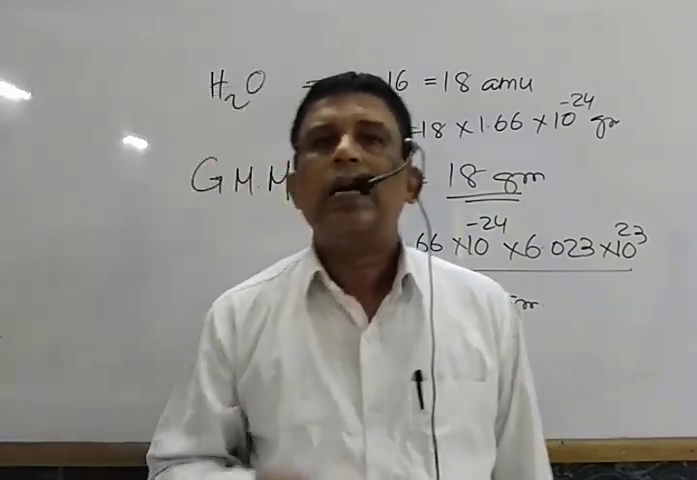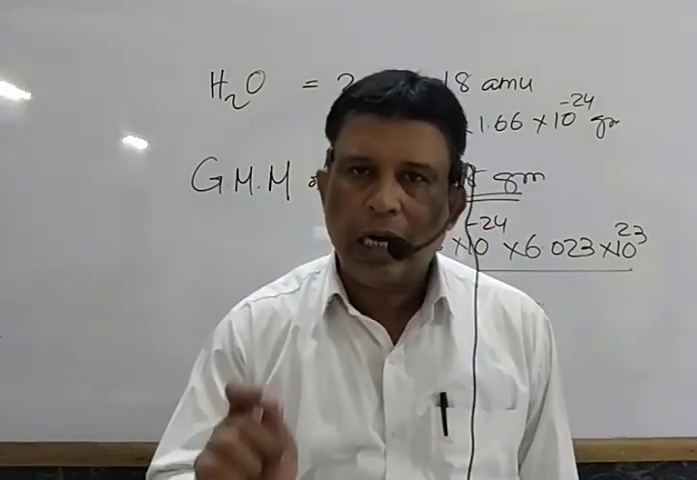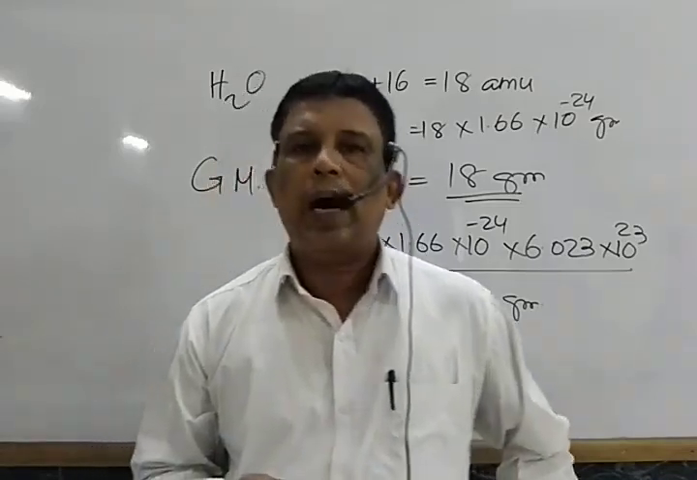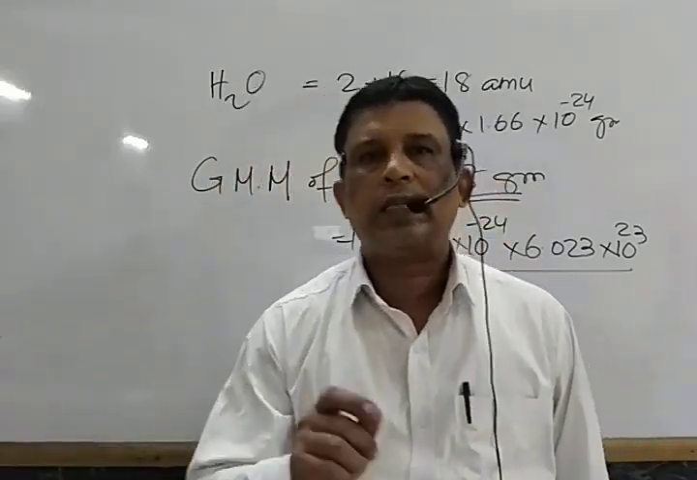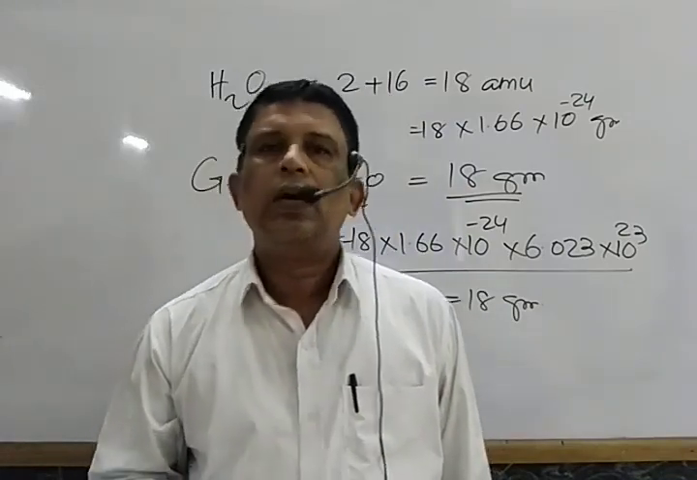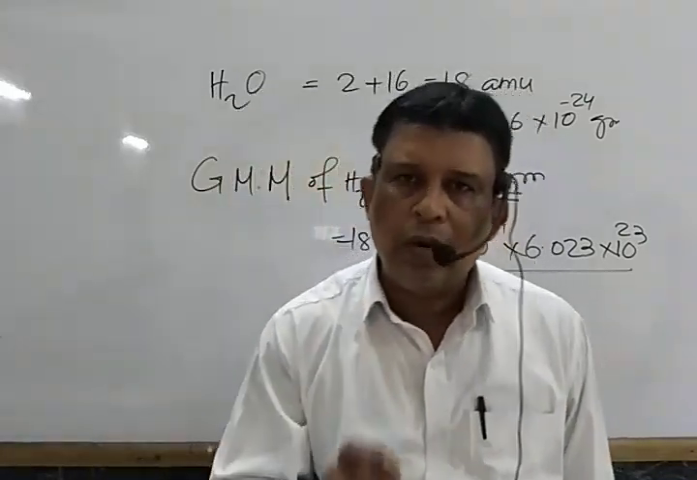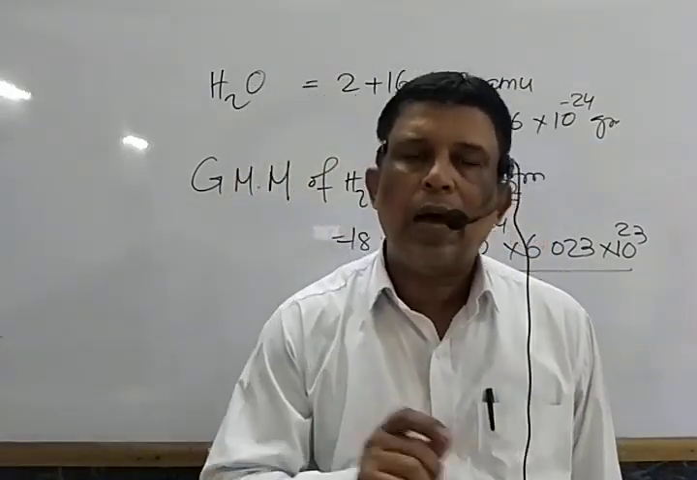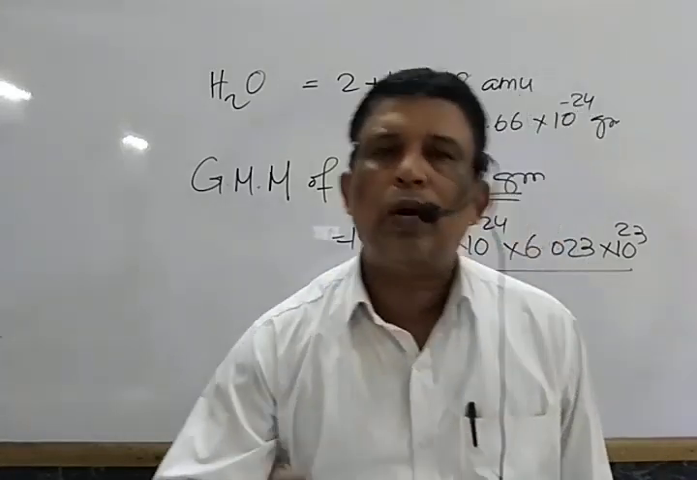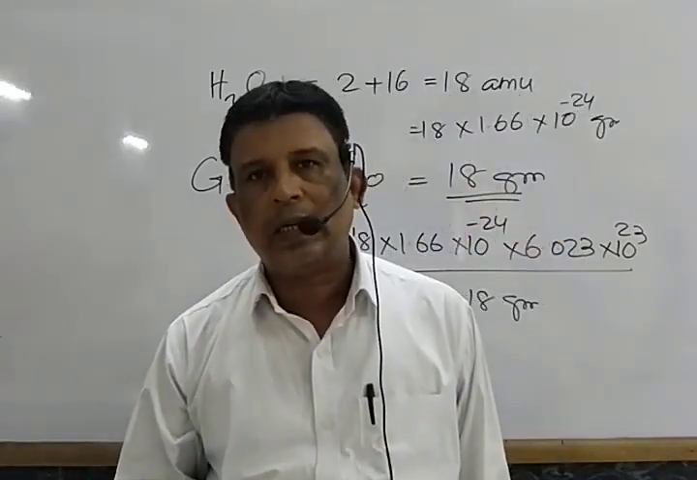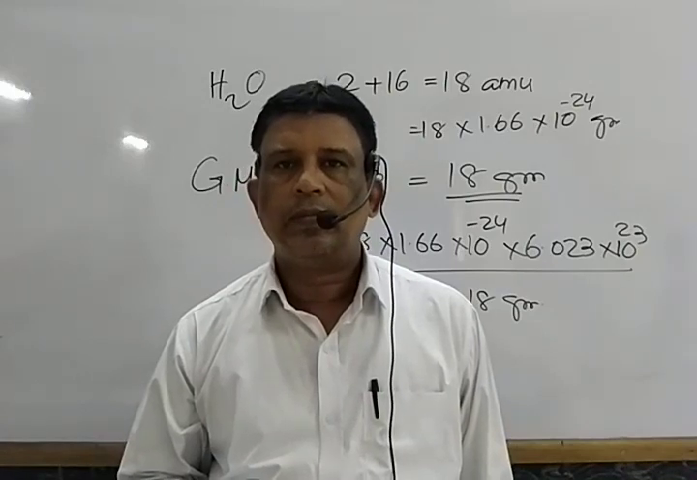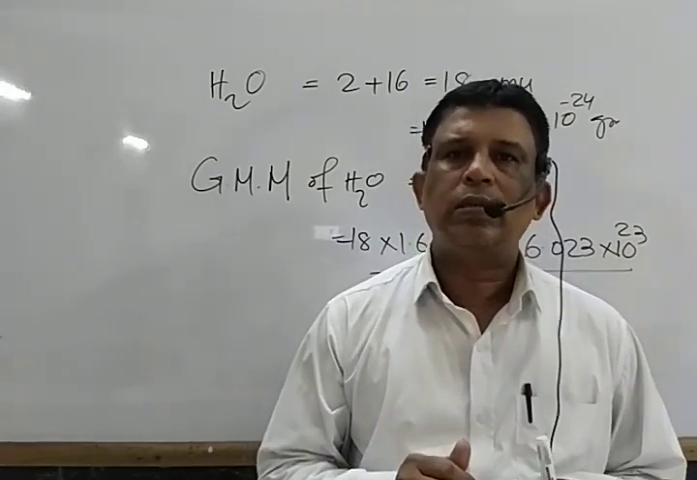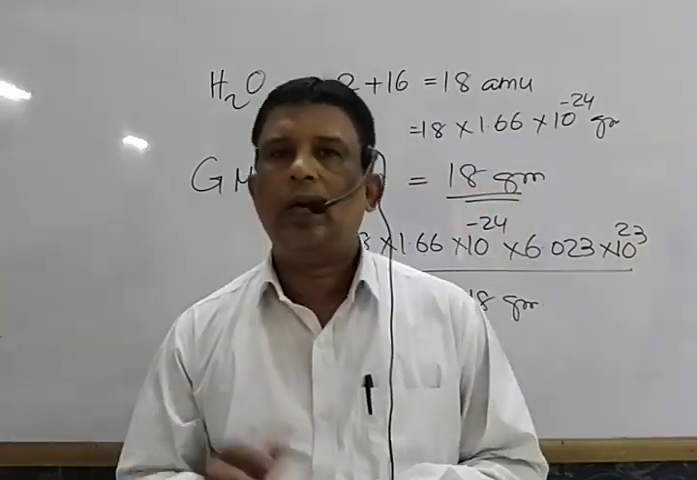In general, atomic mass means mass of one atom expressed in gram. Gram atom or gram atomic mass means mass of Avogadro number of atoms expressed in gram. Similarly, molecular mass means mass of one molecule expressed in gram, while gram molecular mass or gram mole means mass of Avogadro number of molecules whose mass is expressed in gram. It is a little idea about atomic mass, gram atomic mass, molecular mass, gram molecular mass.